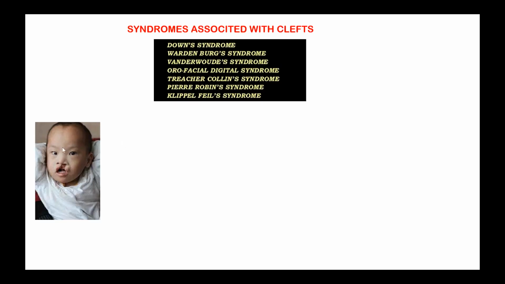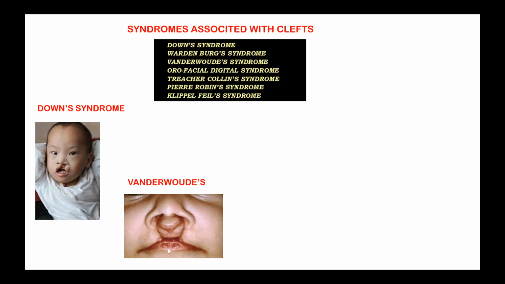You can see the gap between the two eyebrows. Down syndrome, yes sir. The intercalated distance is increased, with upslanting eyes and wide hypertelorism. This is called hypertelorism. The gap between the eye medial canthus is very wide, the eyebrows are very far apart. So this is the classical feature of a Down syndrome child.